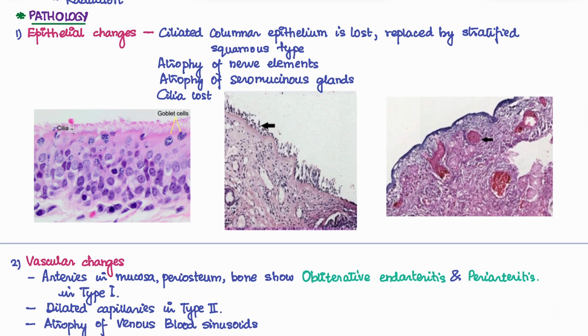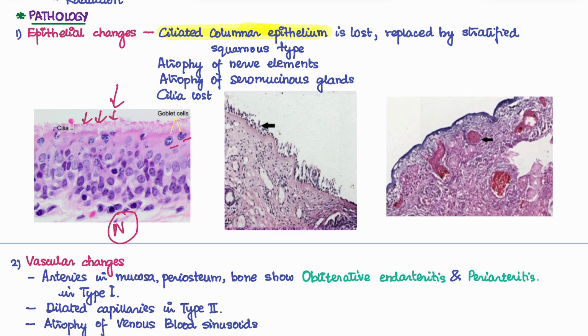If you had to talk about histology, we'll first divide them into epithelial changes and vascular changes. Can anyone tell me what is the normal epithelium of the nose? The normal epithelium of the nose is a ciliated columnar epithelium. What you see in the first image over here is the ciliated columnar epithelium. These are the goblet cells. So this is the normal mucosal epithelium of the nose.